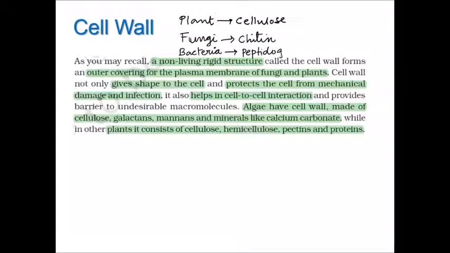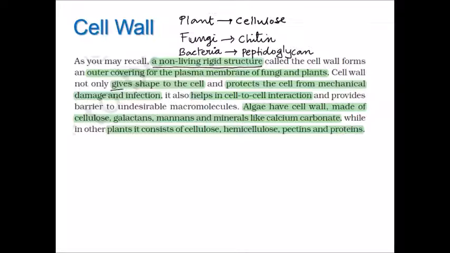What about animal cell wall? So plant cell wall is made up of cellulose, fungal cell wall is made up of chitin, and bacteria is made up of peptidoglycan. So you have already studied in lower classes, cell wall is a non-living structure. It is very rigid. It has some important functions.